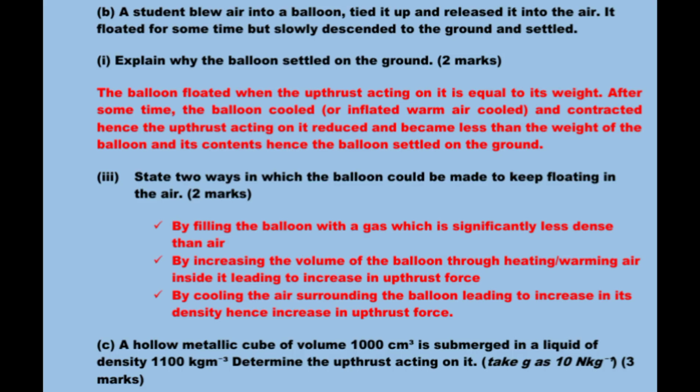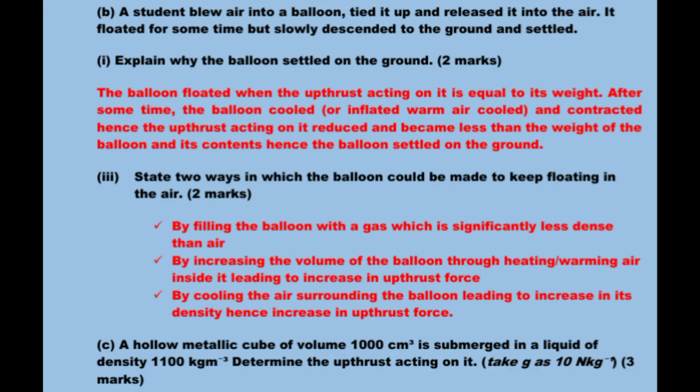State 2 ways in which the balloon could be made to keep floating in the air. Number 1, by filling the balloon with a gas which is significantly less dense than air. That is one of the ways. Number 2, by increasing the volume of the balloon through heating or warming the air inside it, leading to an increase in the upthrust force. That's another way you can do that.